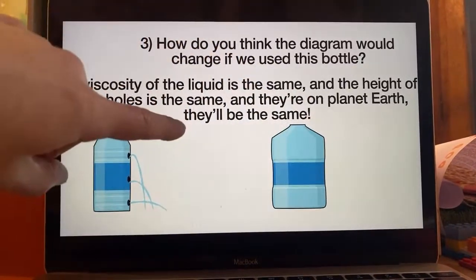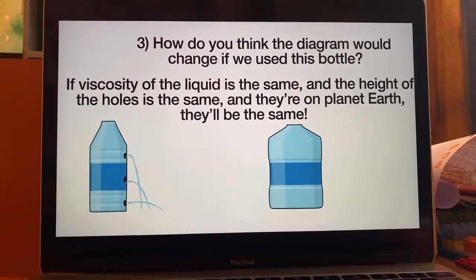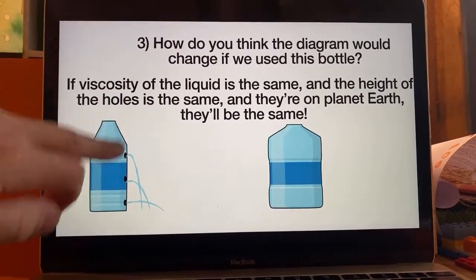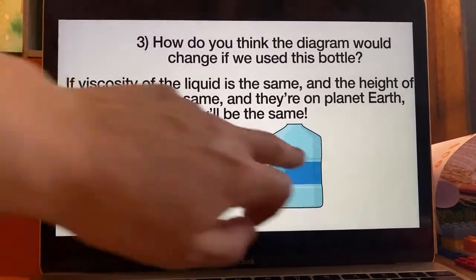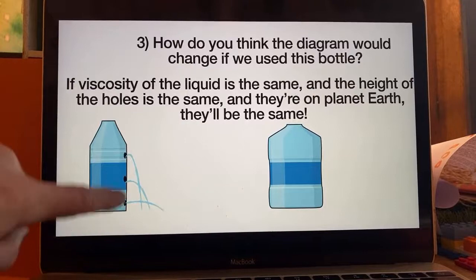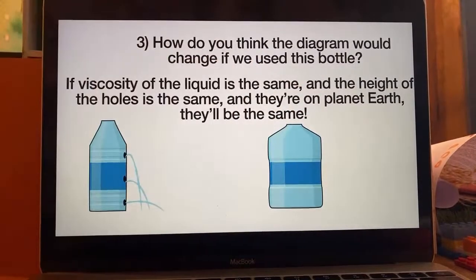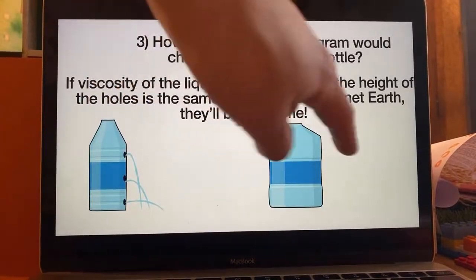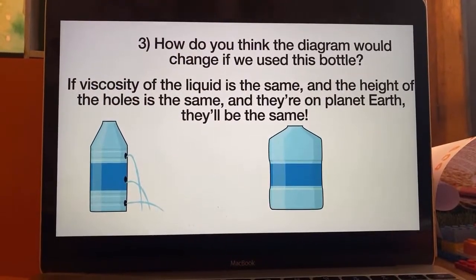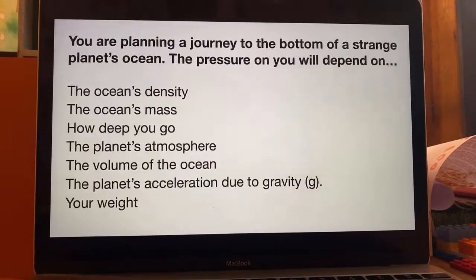How the diagram would change if we used this enormous bottle. I'm hoping that now you can see that if the viscosity or the density, the same thing, of the liquid is the same, so if it's still using water, and the height of the holes is the same, so the depth is the same, and they're both on planet Earth, they will be the same. Try it. Do it with a thinner bottle and a thicker bottle if you've got them, and see the pressure difference. There shouldn't be any pressure difference because you haven't changed the height or little g or density.